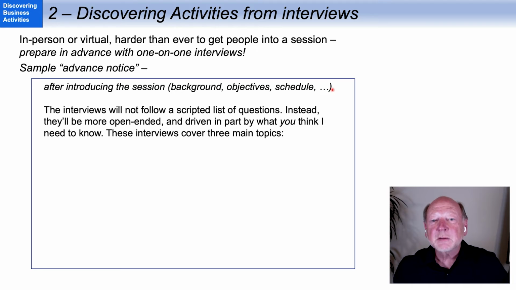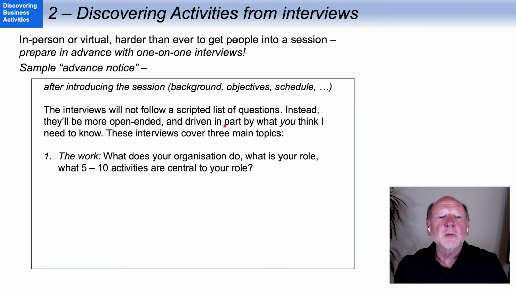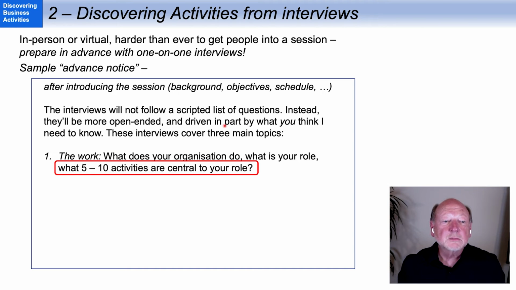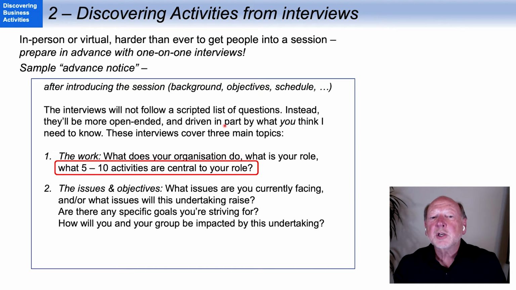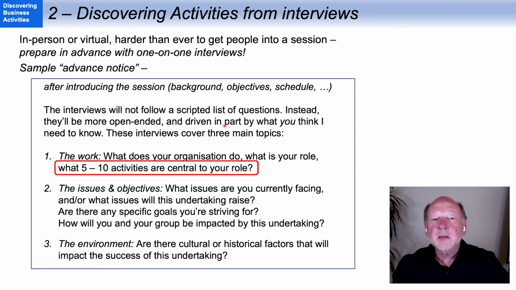And to achieve that, I'll start out by sending out an email introducing the session and its background and objectives. And then I let people know the interviews are not going to follow a scripted list. They'll be open-ended and driven in part by what they want to tell me. And they'll cover 3 main topics. Tell me about the 5 to 10 activities that are central to your role. Tell me about your issues and objectives. And tell me about the environment, especially cultural or historical factors.